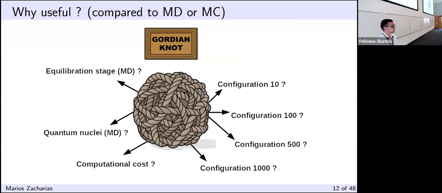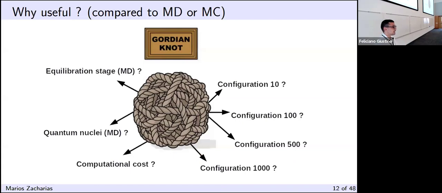Why is it useful compared to molecular dynamics? In molecular dynamics, we usually have to wait for the equilibration stage, and we are also missing the quantum nuclei effects, and sometimes the computational cost can be prohibitive depending on the supercell size. If we use Monte Carlo approaches, we risk hitting a faulty configuration, and sometimes we need an enormous number of configurations to compensate for the error coming from the faulty configurations.